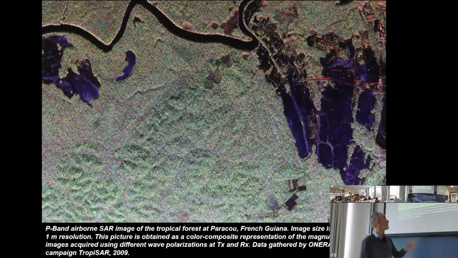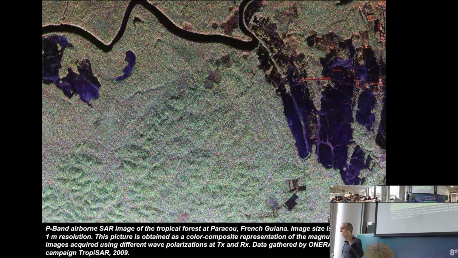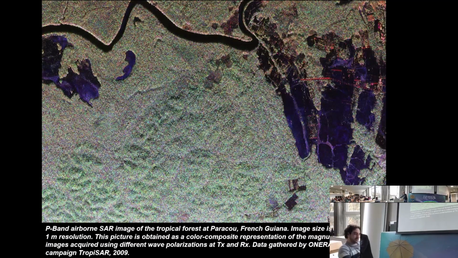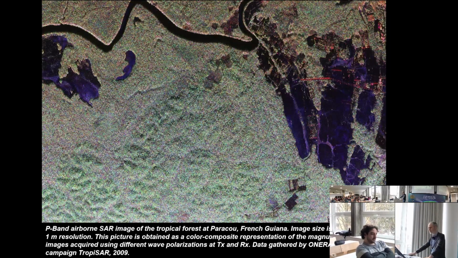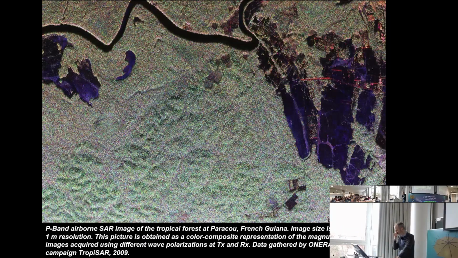Now, the next slide. This is an image from an airborne experiment. It is a P-band airborne SAR flown by Onera in French Guyana. So here it is a tropical forest.